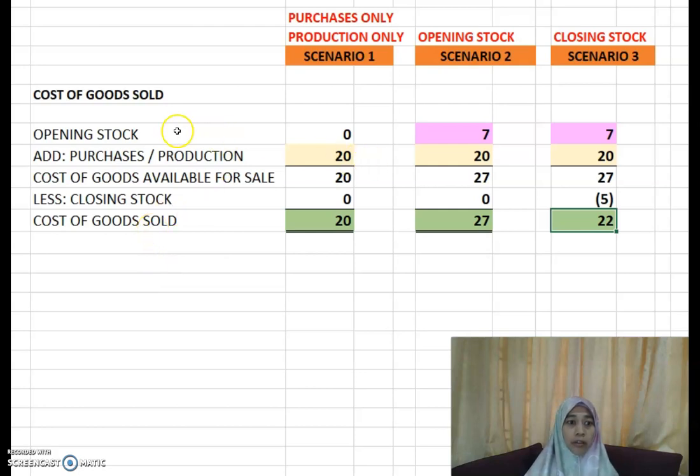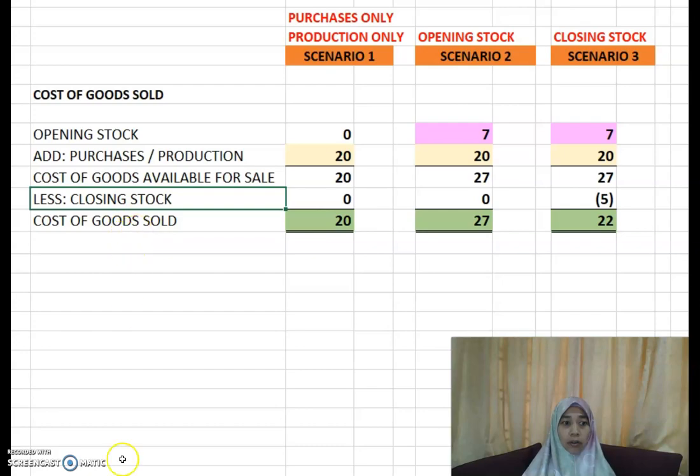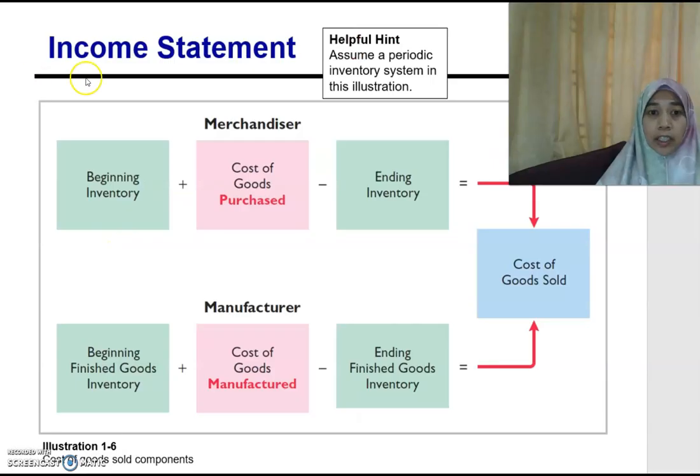So that's why you have your opening stock, add your purchases or production, and then less your closing stock. Okay, that's how you calculate your cost of goods sold. So that's why when you see your income statement, you have your beginning inventory, the cost of goods purchased or manufactured, and then you have to less your ending inventory or closing stock. You will arrive at your cost of goods sold.